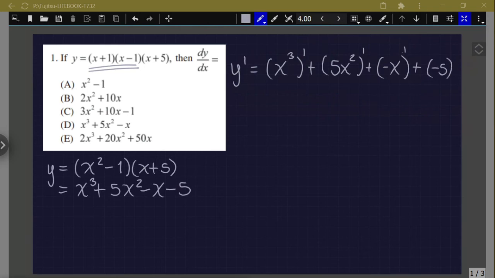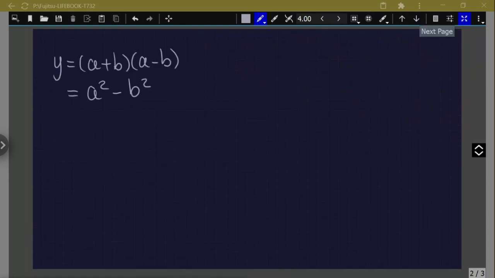Now, a quick hint here: any constant, like this integer that we have here, the derivative of any constant will always be 0. The derivative of a constant is 0. Do not forget that.